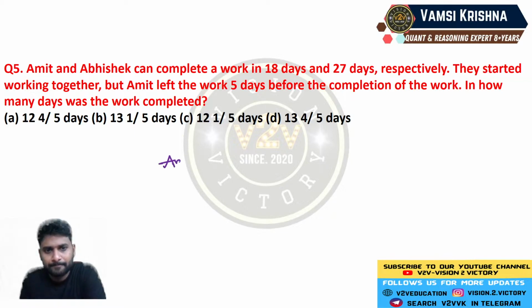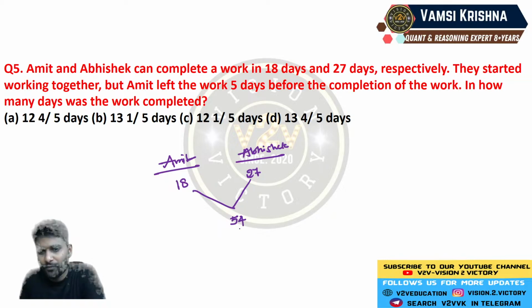See here, Amit and Abhishek can complete a piece of work in 18 days and 27 days. Now, just identify what is the total work. If the total work is 54 units, 54 units of work completed by Amit in 18 days means he completed 3 units per day. 54 units of work completed by Abhishek in 27 days means he completed 2 units per day. Then the whole work is completed in 27.